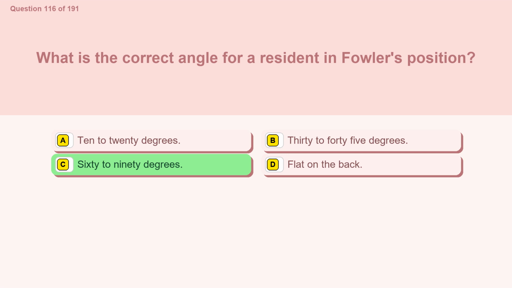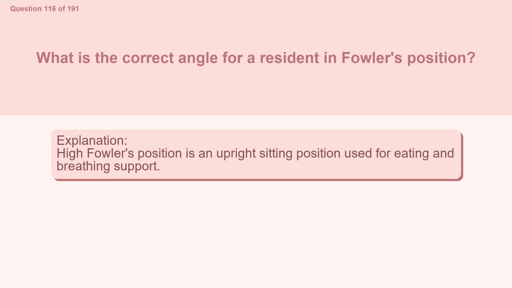The correct answer is option C. 60 to 90 degrees. High Fowler's position is an upright sitting position used for eating and breathing support.